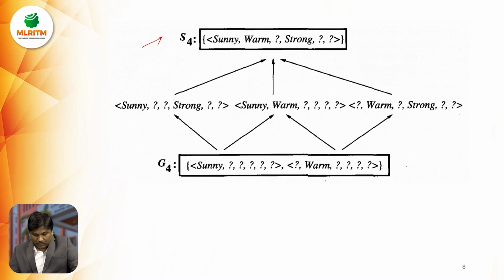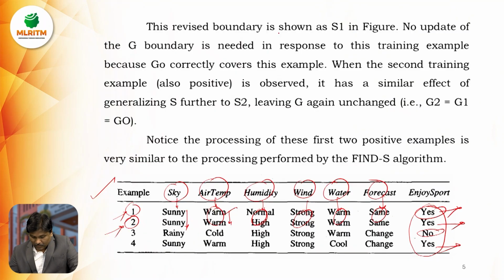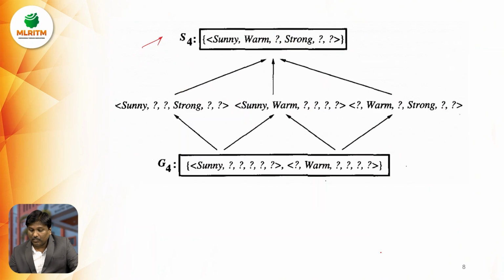So how can we change S4? Sunny and warm are there. Next, a question mark is to be there, then strong, and a question mark, and here also a question mark. So these are the values we got for this case. Whenever a change is there, where the attribute or instance value is to be changed, those are represented by the general value, so that it can accept any value. Like that we can note down S4.